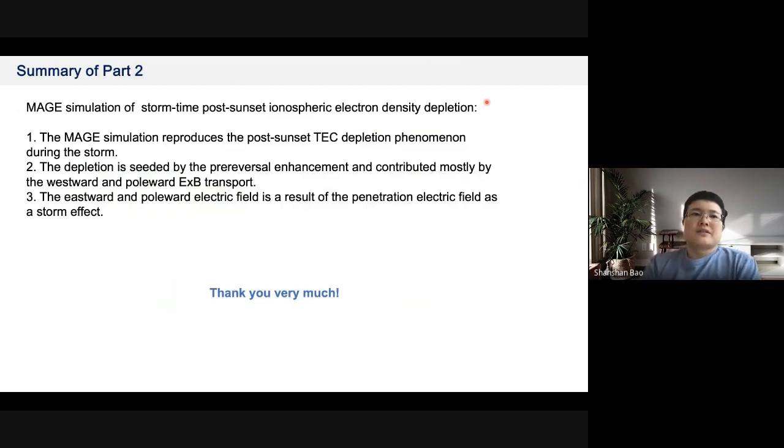So here is a summary of part 2. We have a MAGE simulation that reproduces a post-sunset TEC depletion during the storm. The depletion is seeded by the pre-reversal enhancement and contributed mostly by the westward and poleward E-cross-B drift transport. And the eastward and poleward electric field is a result of the penetration electric field as a storm effect. Basically, that's it. Thank you very much for the attention.